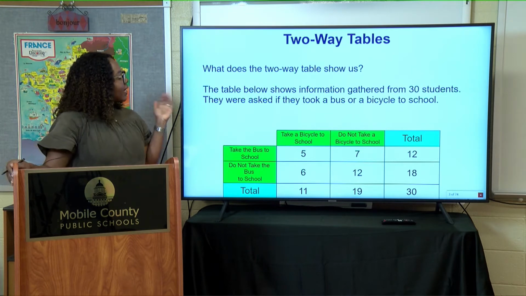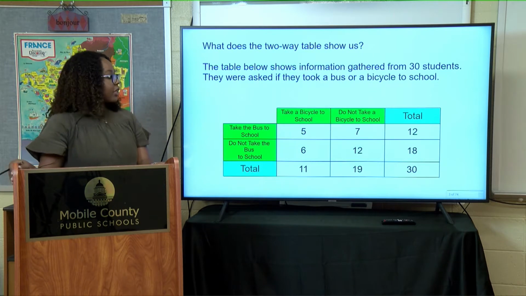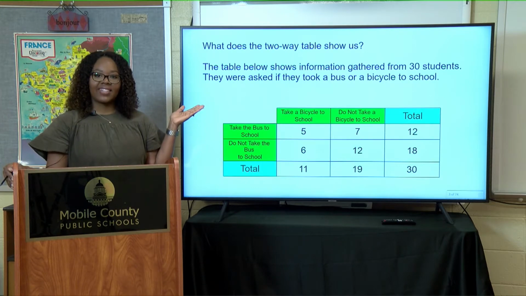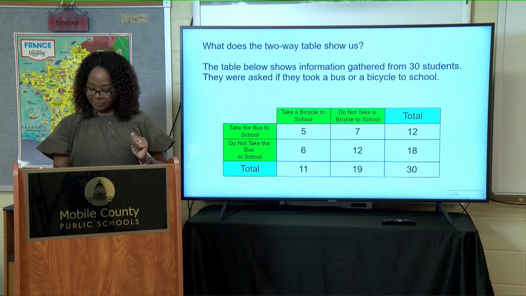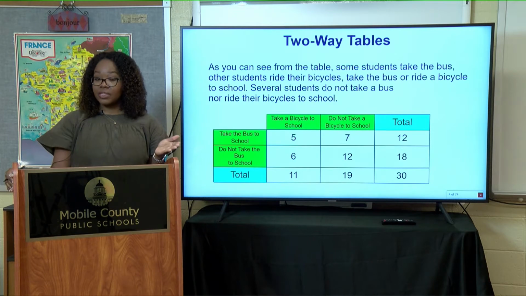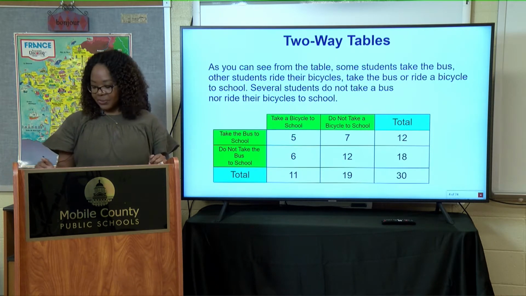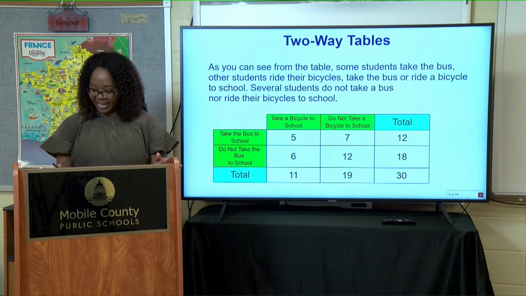So, what does the two-way table show us? The table below shows information gathered from 30 students. And don't worry, we'll be able to get into more information as to how we were able to calculate 30 students. They were asked if they took a bus or if they took a bike to school. As you can see from the table, some students take the bus, other students ride their bikes, take the bus, or ride a bike to school. Several students do not take a bus, nor do they ride a bike to school. But again, our main focus is on the students that take a bus and the students that take a bike.